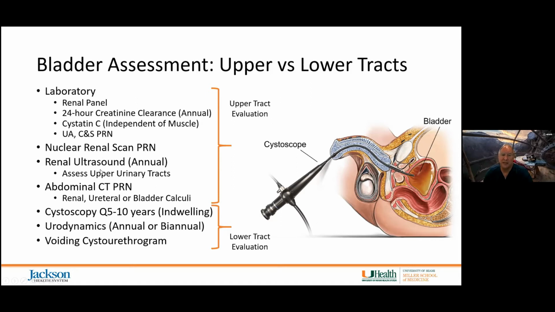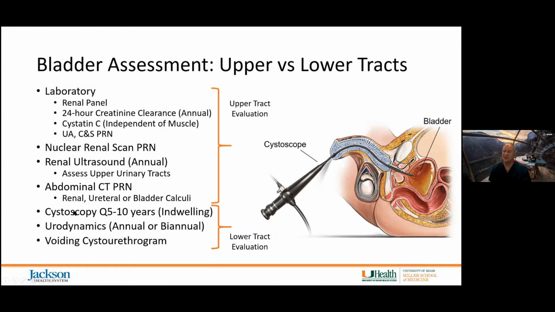We will be looking at annual renal ultrasounds, taking a look to make sure that the upper urinary tracts are intact. We don't see hydroureter or hydronephrosis. Depending, we may need to get an abdominal CT, specifically if we're looking for bladder calculi or ureteral renal calculi. When we look at the lower tracts, we can do this through cystoscopy.